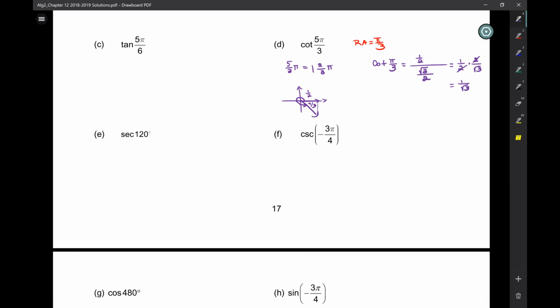Now, in this quadrant, is cotangent positive or negative? Cotangent is the reciprocal of tangent, right? So you have to go with the tangent. Is tangent positive or negative here? All students take calculus. So what about tangent? Negative. So cotangent of 5 pi over 3 is negative 1 over root 3.